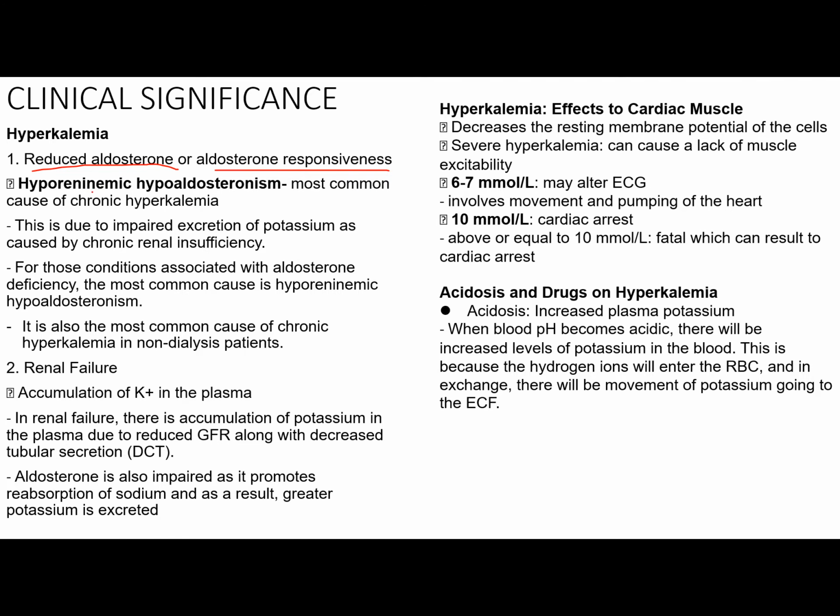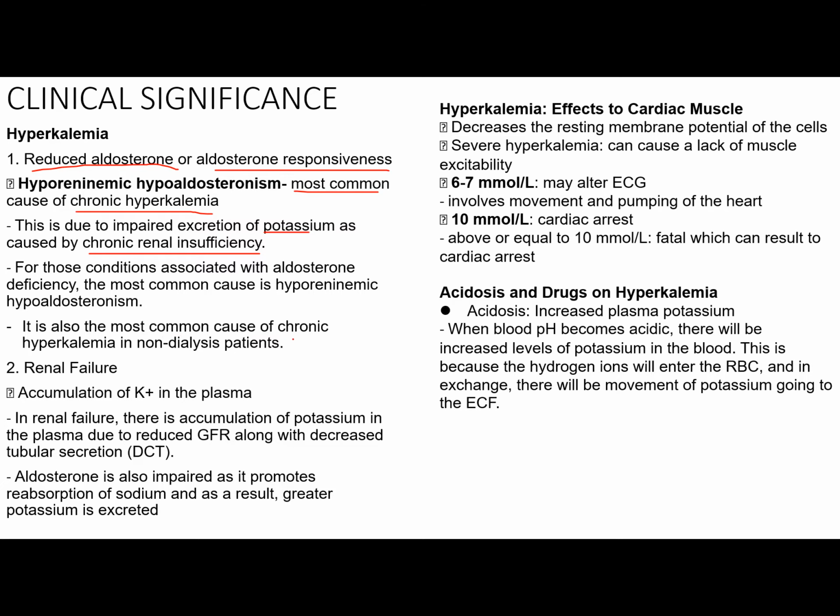We have the so-called hyporeninemic hypoaldosteronism. This is the most common cause of chronic hyperkalemia. So here you have low renin, class, low aldosterone, leading to increased potassium. This is due to impaired excretion of potassium caused by chronic renal insufficiency. For those conditions associated with aldosterone deficiency, the most common cause is hyporeninemic hypoaldosteronism.